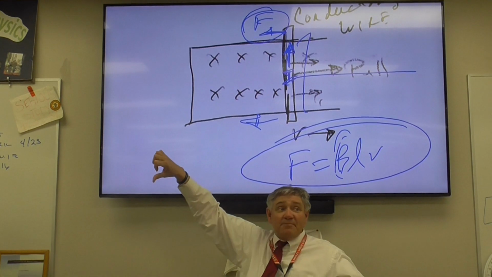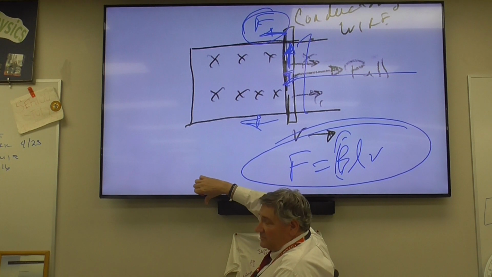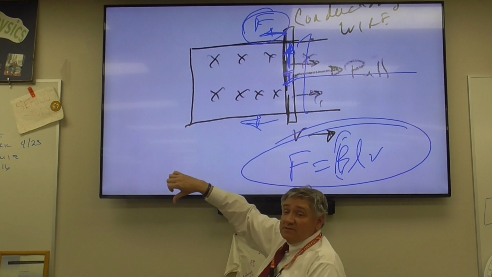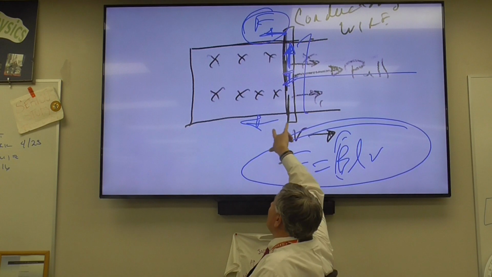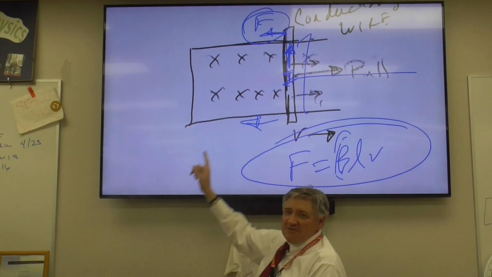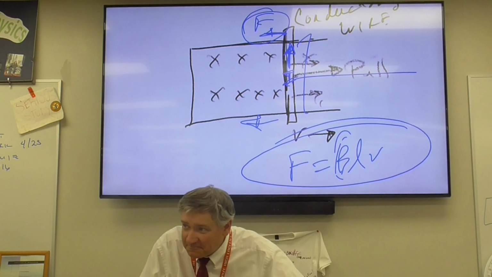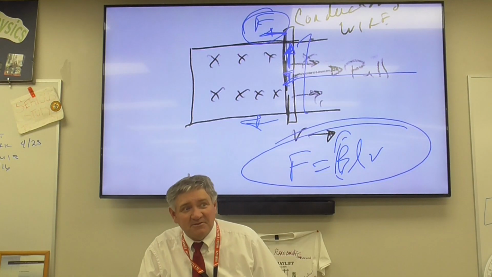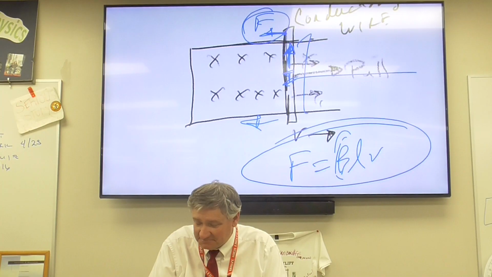An interesting thing happens on the way to the curtain. The current, not the curtain, the current is going this way. What's the direction of the magnetic field? Into the page. What's the direction of the force? Now the force is to the right. Still in the opposite direction that you are pulling. Still going to slow it down. See the pattern?